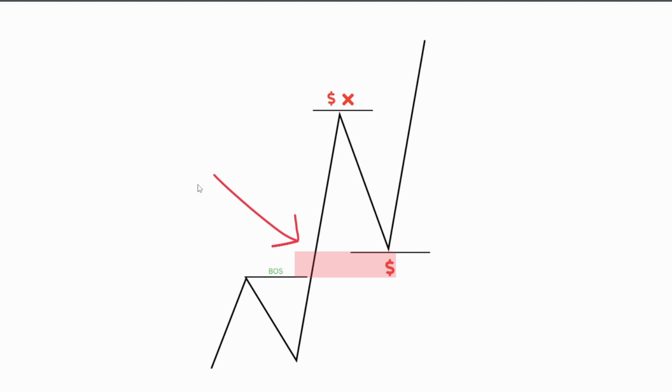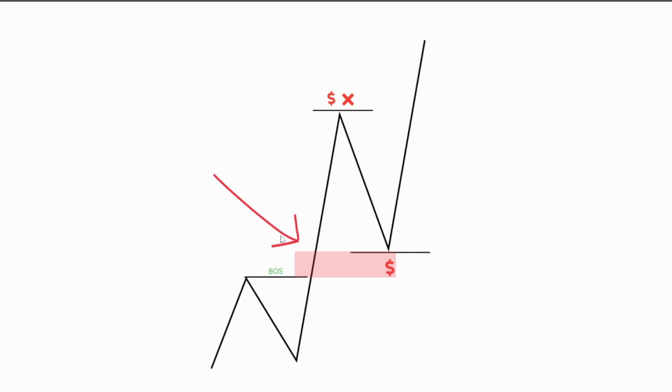So because there is an imbalance, there is an inefficiency in the market, and so price needs to fulfill the imbalance. To fulfill the imbalance, price needs to take out this low. If price comes to the downside and hits the order block, it will take out this low. So this is our liquidity. This is a very simple definition of single high low liquidity.